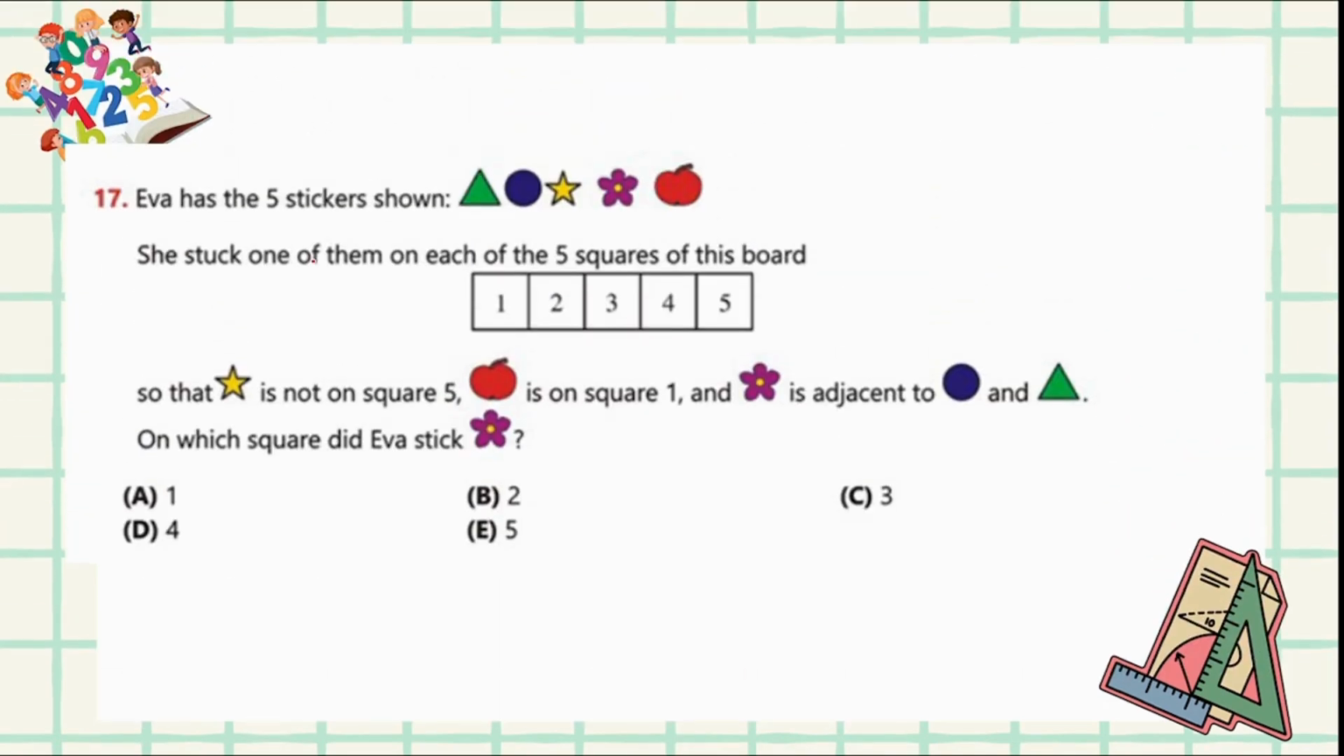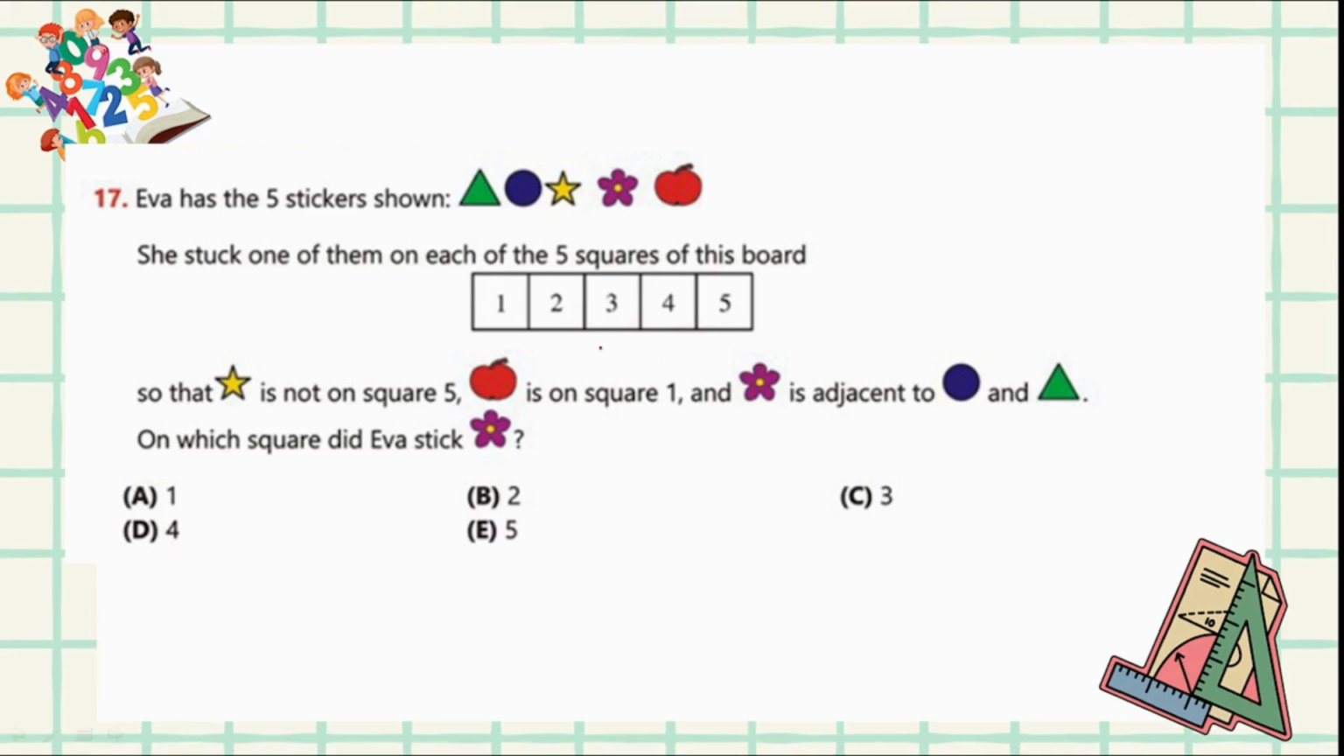Question number 17. Eva has the 5 stickers shown. She stuck one of them on each of the 5 squares of this board. So that star is not on square 5. Tomato is on square 1 and flower is adjacent to circle and triangle. On which square did Eva stick?